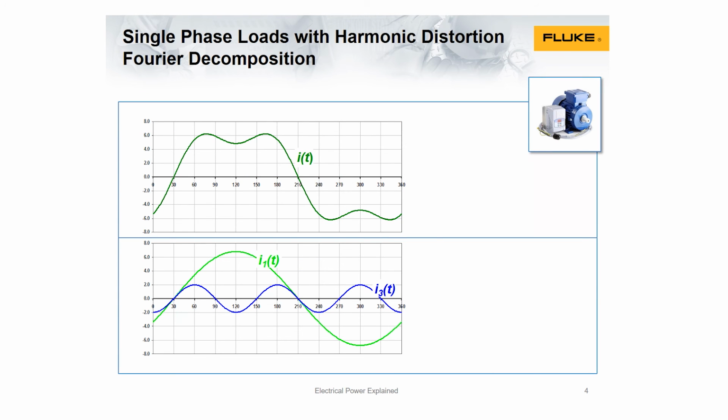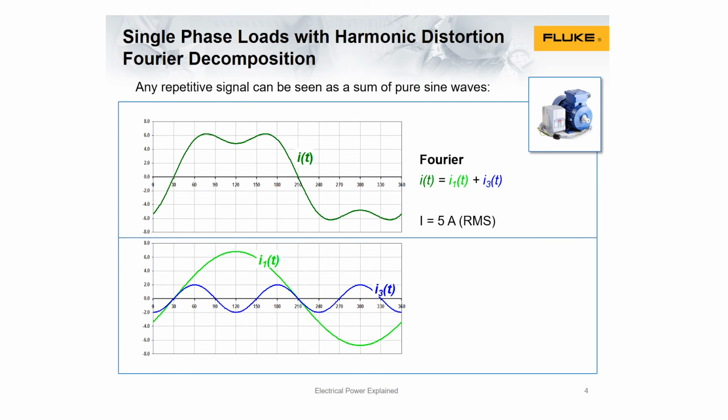Harmonic distortion simplified by Fourier analysis. Fourier's theory says that a repetitive signal can be treated as a sum of pure sine waves. Currents. Once again, we've chosen IRMS to be 5 amp.